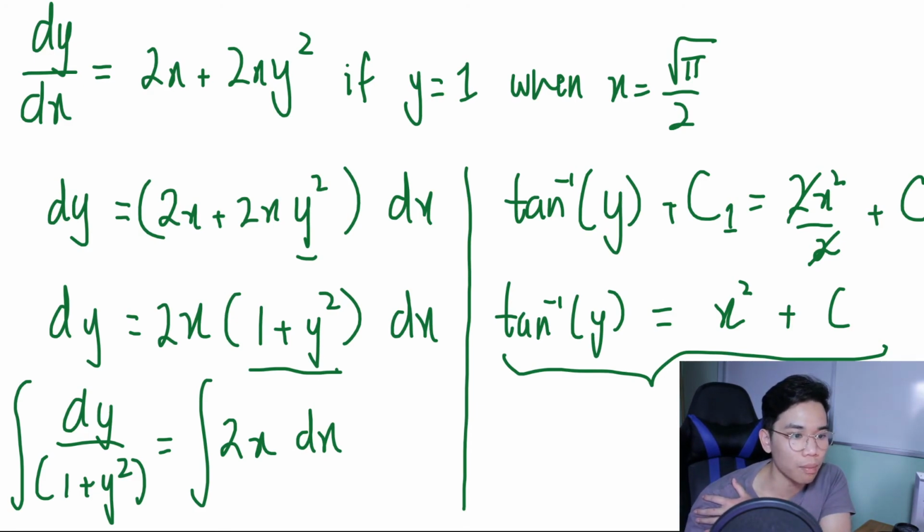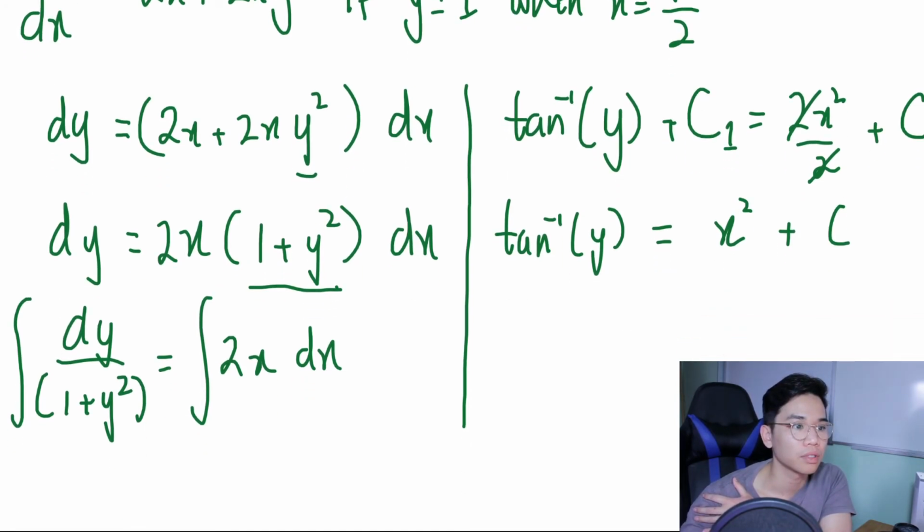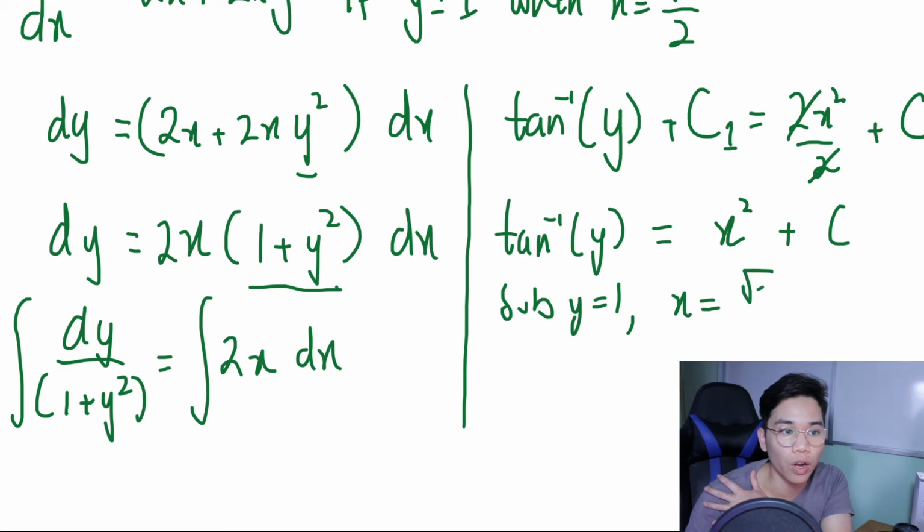So we'll sub everything in. Let's make sure I am in frame. We have everything here. Let's say tan inverse of y equals x squared plus c. So we know that when y equals 1, let's say we'll sub y equals 1, comma, when x equals square root pi on 2. Yeah. So you just need to sub this in and find out what your c corresponds to.